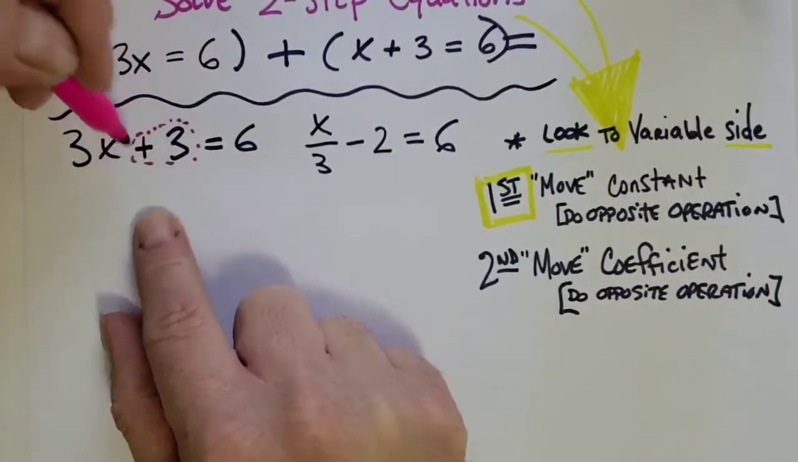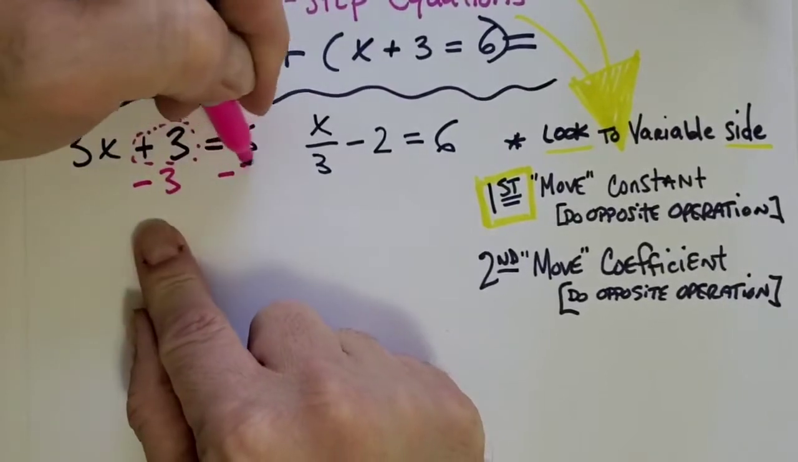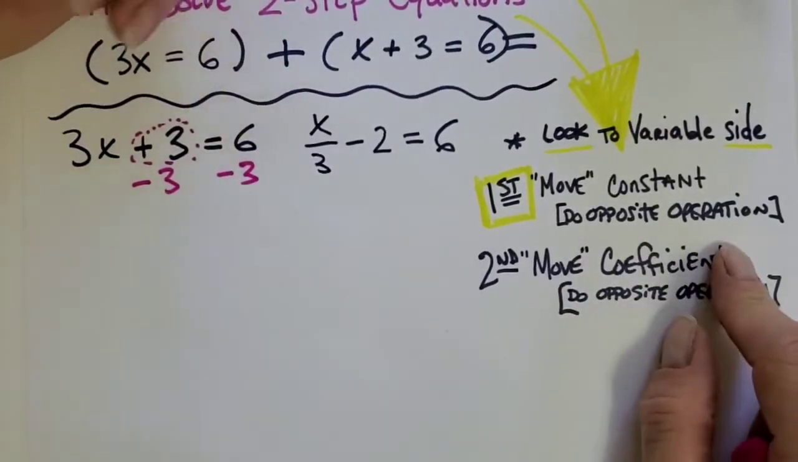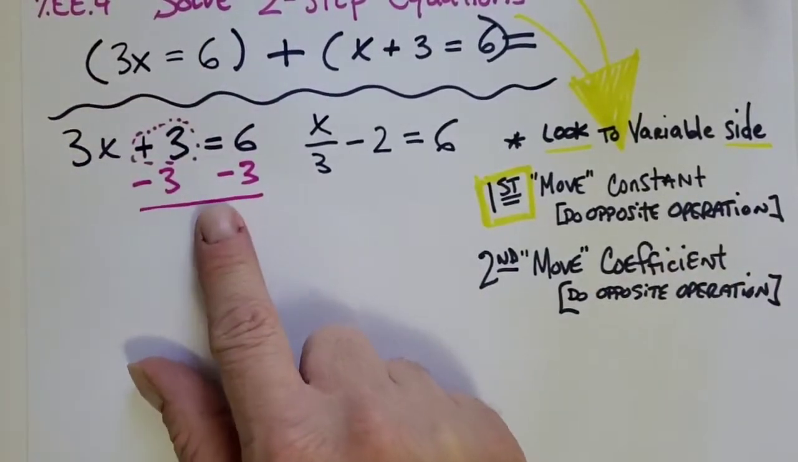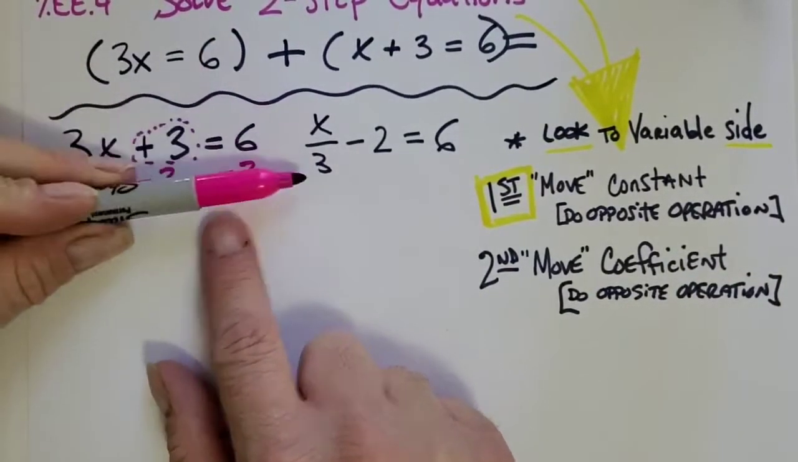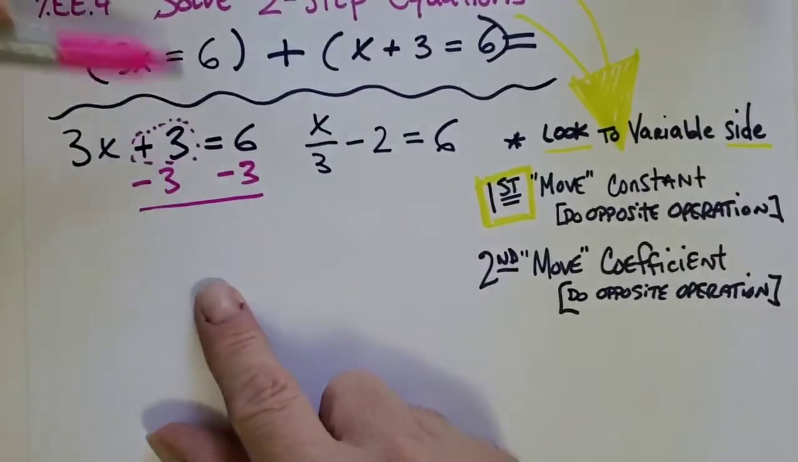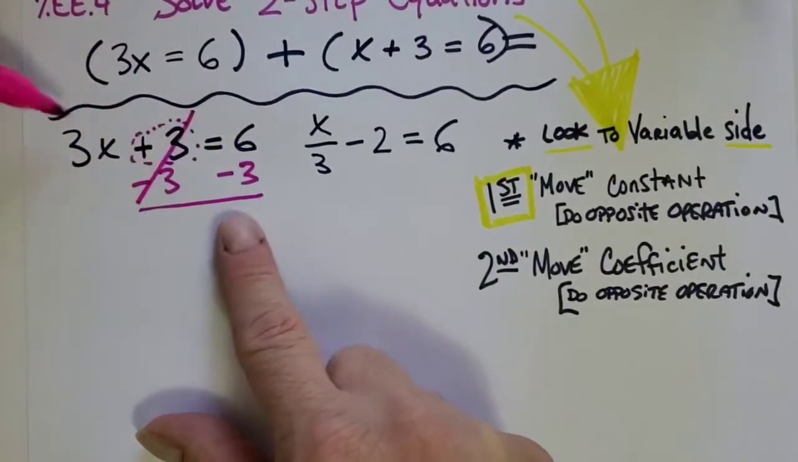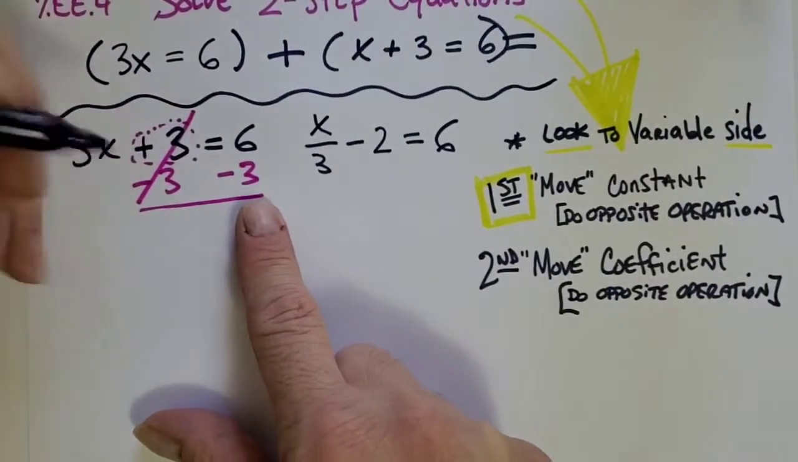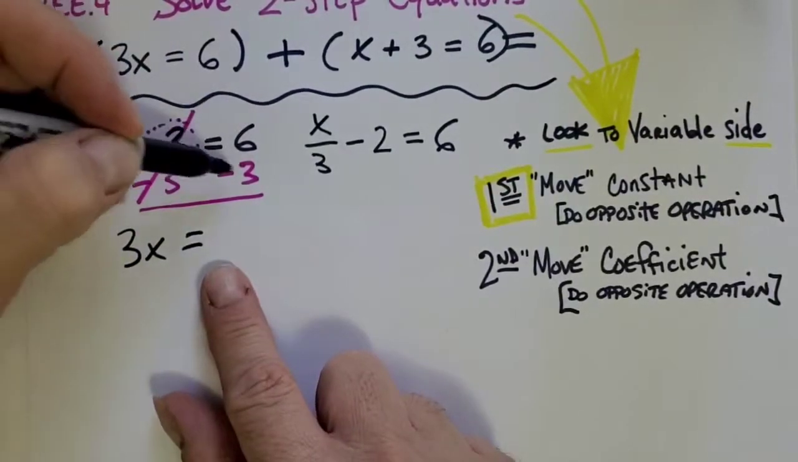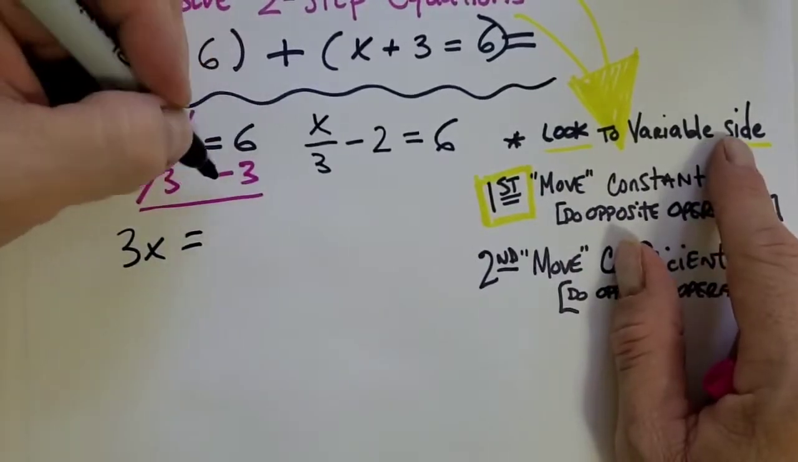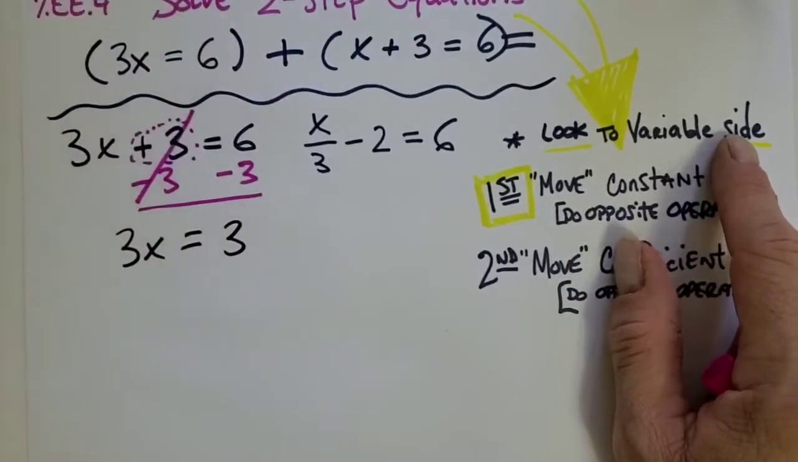So the opposite of plus 3 is to take away 3. You're going to show it on both sides. Draw this line. This is kind of like I'm going to refresh this web page, and this will be the new web page below it. Bye-bye, these cancel. That's why you do it. We're left with 3x equals 6 minus 3, or 6 combined with negative 3.